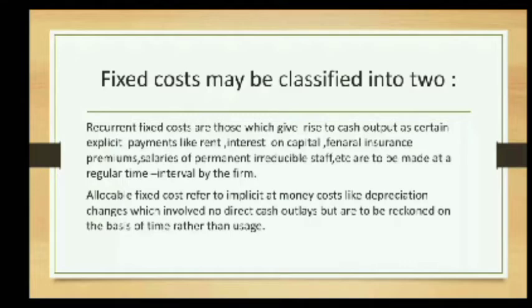Fixed costs may be classified into two: recurrent fixed costs and allocable fixed costs. Recurrent fixed costs are those which give rise to cash outlays, as certain explicit payments like rent, interest on capital, general insurance premiums, and salaries of permanent irreducible staff are to be made at regular time intervals by the firm. Allocable fixed costs refer to implicit non-money costs like depreciation charges, which involve no direct cash outlays but are to be reckoned on the basis of time rather than usage.